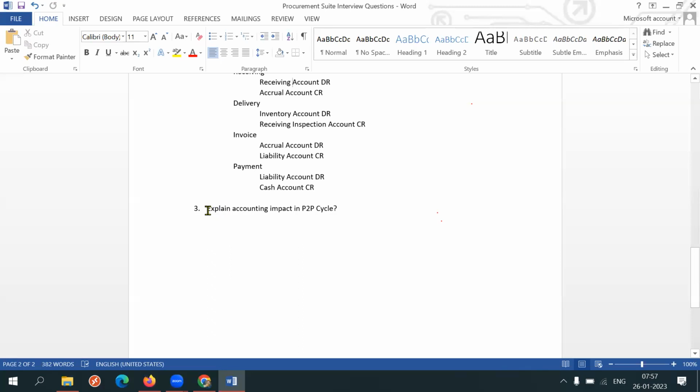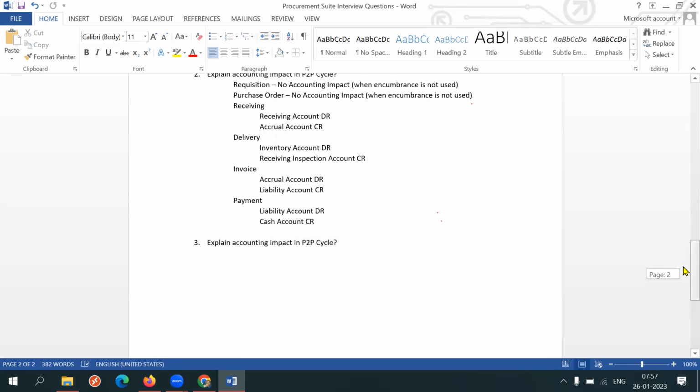So Krishna, in real time, how deep do you have to know about these debit credit accounts? Do you have to deal with the finance team? Do you have to coordinate anything with the finance team? No, it's just finance understanding for clients, just understanding basically. No need to coordinate with finance teams.